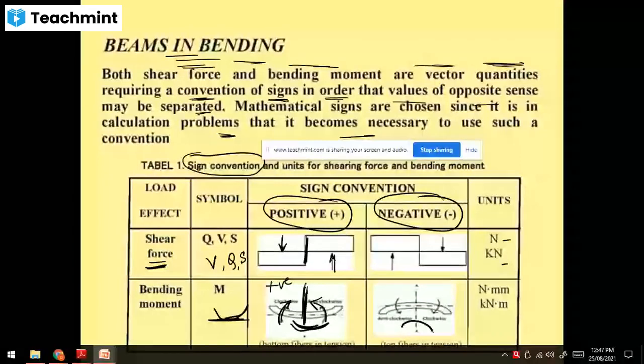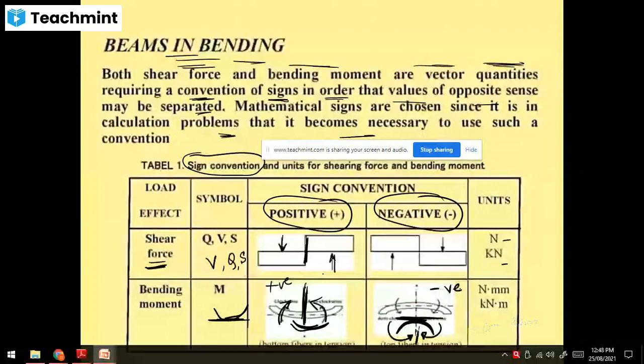Top fiber, it is in tension. So towards left there is movement, and towards right, left of the section and right of the section, then there is a sagging moment taken as a negative sign. Newton meter or kilonewton meter. Bending moment, right? Sagging and hogging towards the left. Shear force, downward positive, rightward of the section.